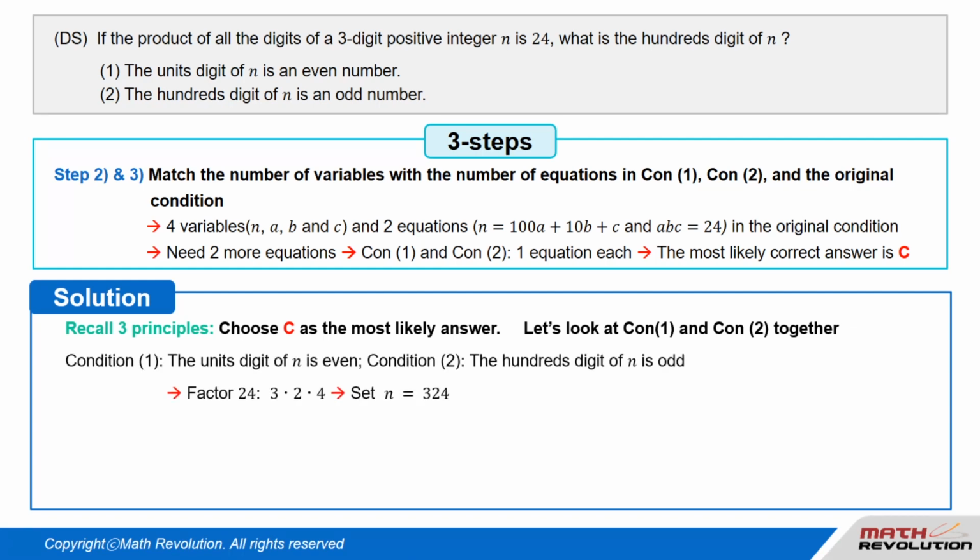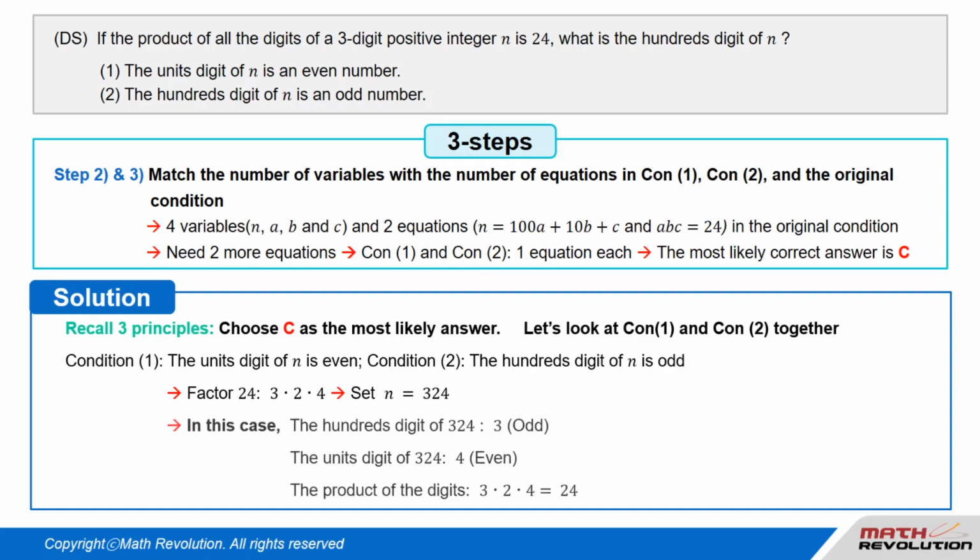Condition 1 tells us that the units digit of n is even, and condition 2 tells us that the hundreds digit of n is odd. We can factor 24 as 3 times 2 times 4 and set n equal to 324. In this case, the hundreds digit of 324 is 3, odd. The units digit of 324 is 4, even. And the product of the digits is 3 times 2 times 4, which equals 24.